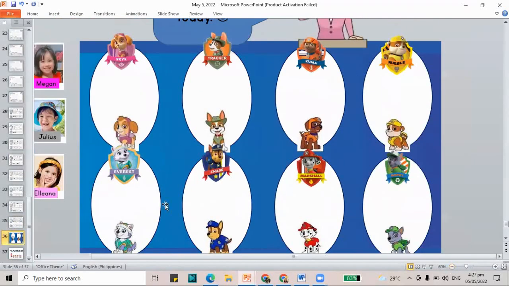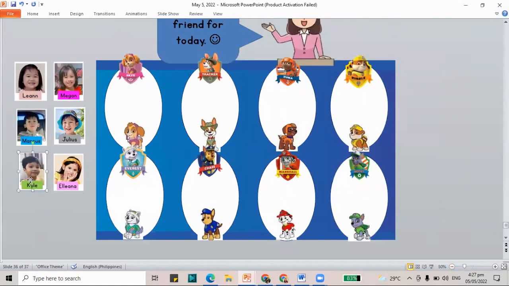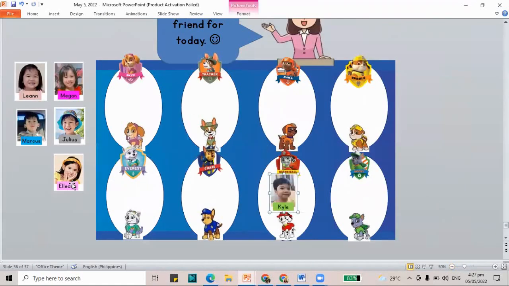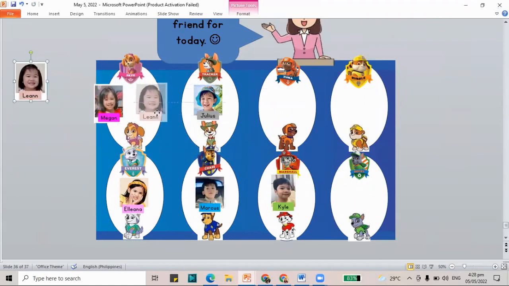And since you're on the last page, if you're done already, let's jump to choosing your sticker friend. So I'll be choosing for you since this is a recorded class. Kyle will go to Marshall, Eliana in Everest, Julius in Tracker, Marcus in Chase, Megan in Sky, Lian in Sky.